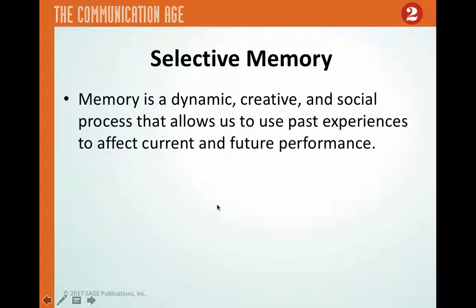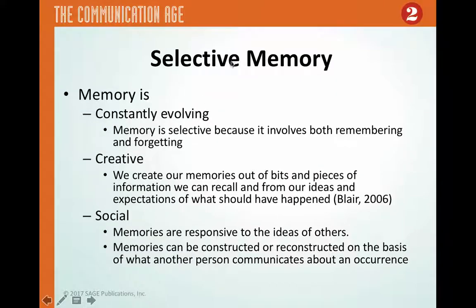This is the same thing. It allows us to use past experiences to affect current and future performances. We use the things from the past, the lessons that we've learned, the experiences that we've had, and those inform how we are going to act next. They inform how we're going to process and perceive something. They inform how we're going to act upon that and develop a message when we want to interact. It's going to inform how we perceive and interpret, and it's also going to inform ultimately how we choose to act when we're in a variety of situations. It's constantly evolving. It's selective because it involves both remembering and forgetting.